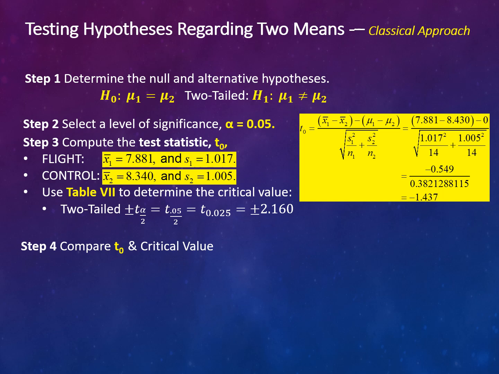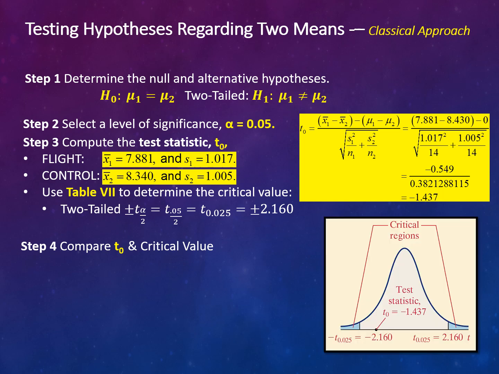So what we need to do now that we have the critical value and the test statistic is compare them to determine if we support or reject the null hypothesis. So here we have a diagram. Here are the critical regions at negative 2.160 and 2.160. And remember that we reject the null hypothesis if our test statistic is within the critical regions. In this case, it is not. You can see the test statistic there, negative 1.437, is outside of either critical region.